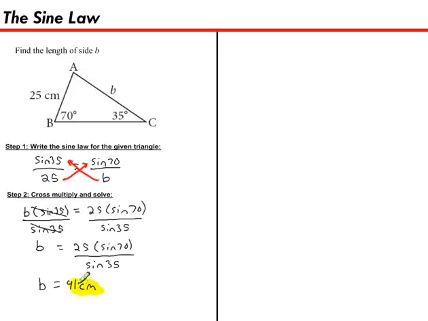And there is how you would use the sine law to solve for the side length of a triangle that's not a 90-degree triangle. Okay, so remember your first step, you're going to write one proportion and set it equal to another proportion. Then in step 2 you'll cross multiply and isolate for your variable, and then finally you'll punch whatever you have left in on your scientific calculator and solve for the side length.